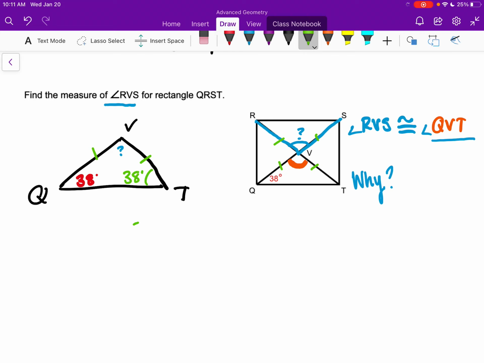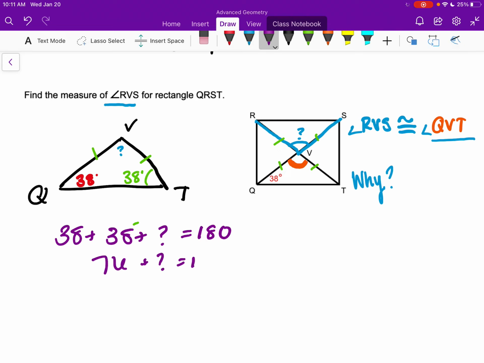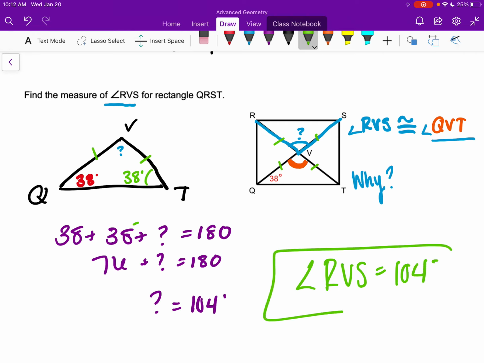We know all angles in a triangle add up to 180. So 38 plus 38 plus our unknown has to equal 180 degrees. 38 plus 38 is 76, and 180 minus 76 means our unknown angle is 104 degrees. So to formally answer this question, angle RVS must equal 104 degrees.